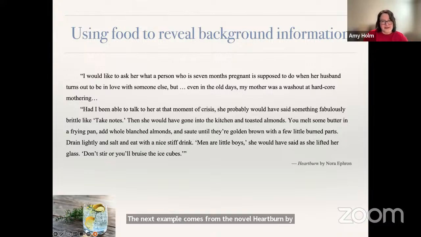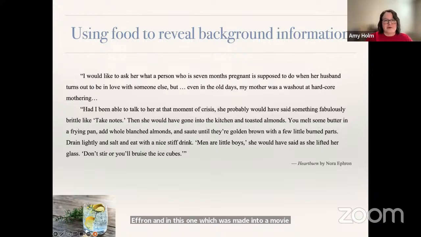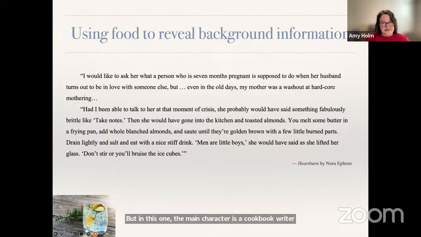And in this one, which was made into a movie that's kind of a favorite for a lot of people, the main character is a cookbook writer. And so this is the kind of fiction where the food doesn't stay in the background. It really is an important part of it.